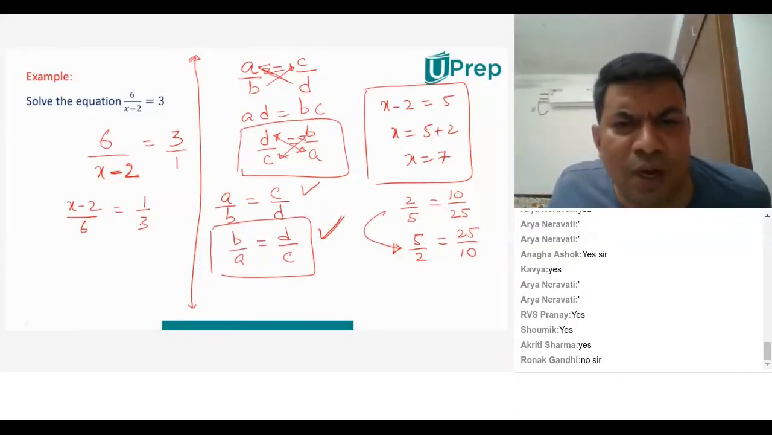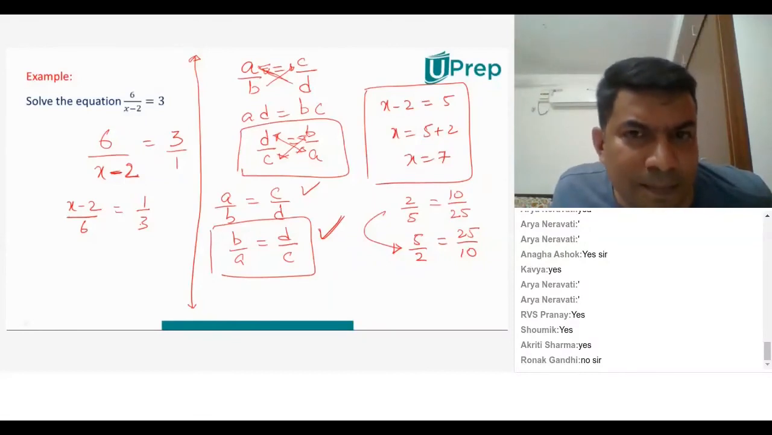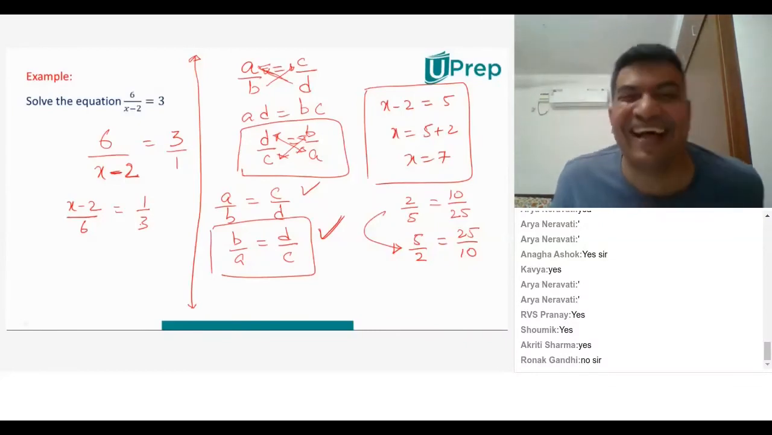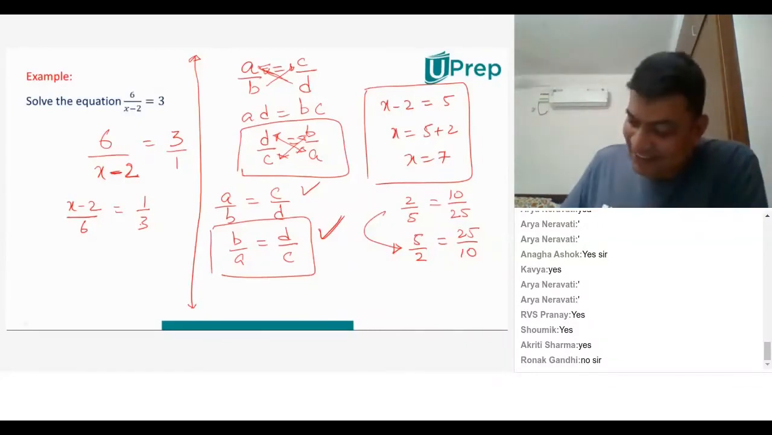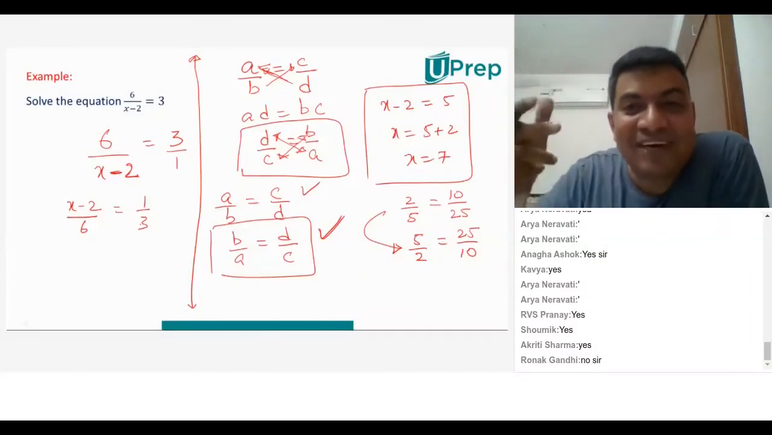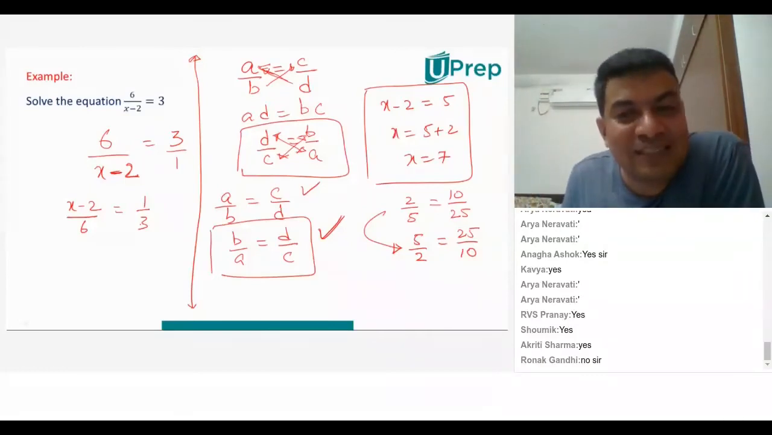Ronak says, no, sir. What? Why, Ronak? You said, is there anything wrong? Sir, it is not. Okay, I'm sorry. Good.